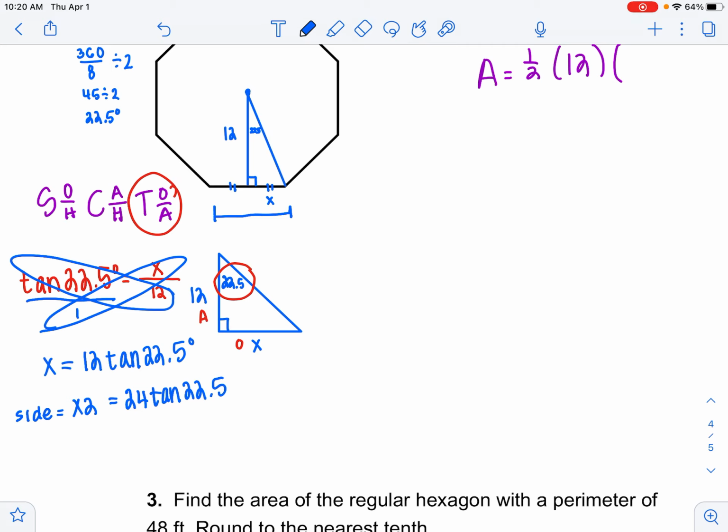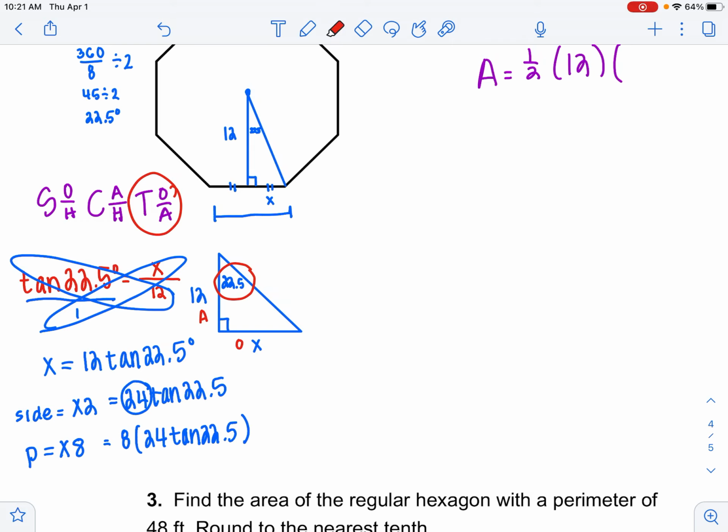So now I have the side length, but now I want the perimeter. If I want to get the perimeter, what do I do? How many sides are there? There's 8 sides. So now I'm going to take this 24 and multiply it by 8. What I could do is just do 8 times 24 tangent of 22.5 and just leave it like that and then plug that in here.